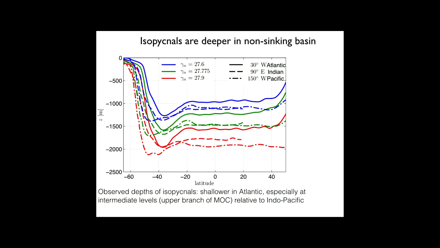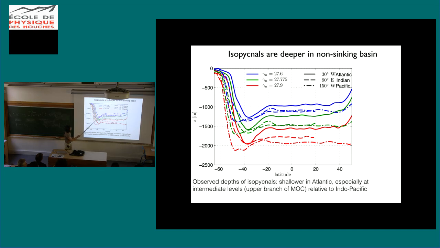And here are observations. So this is the depth of 3 neutral density surfaces at 3 different locations. The solid is in the Atlantic, the dashed is in the Indian. You can see that because it stops there. And the dot dash is in the Pacific. And in the ACC, they're all the same. But once you enter the basin, the Atlantic is systematically shallower. This isopycnal is systematically shallower than in the Indo-Pacific, where they're about the same.